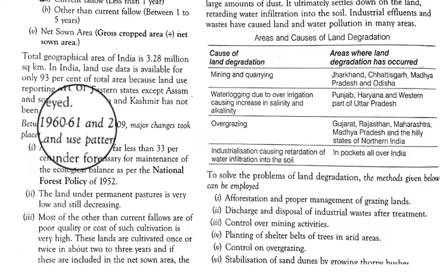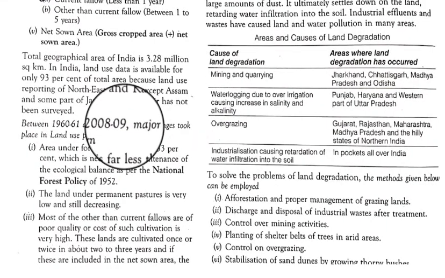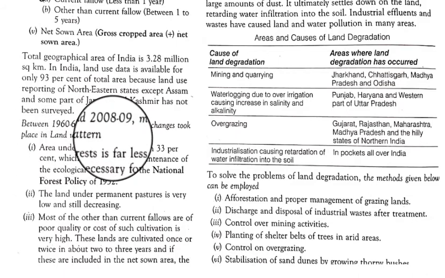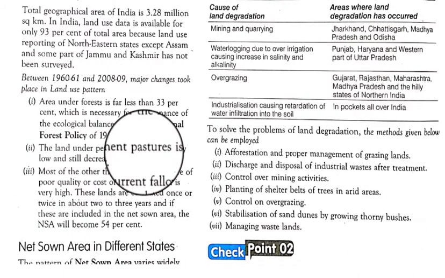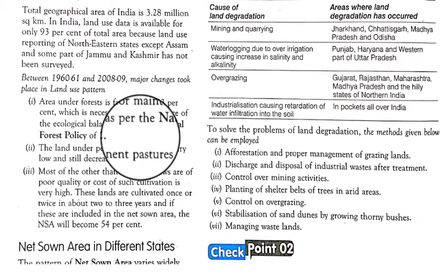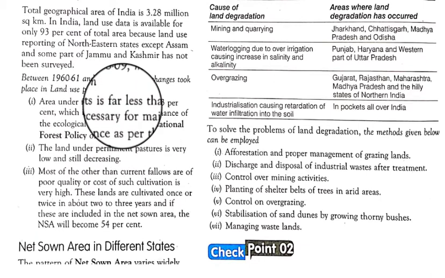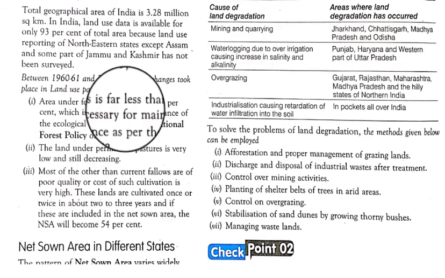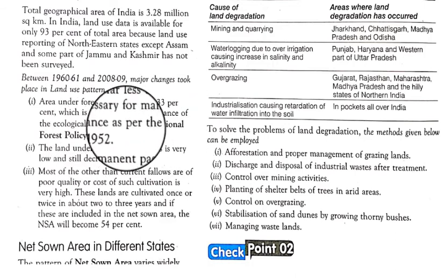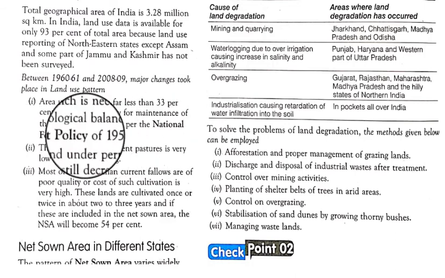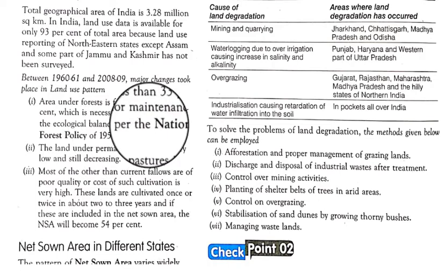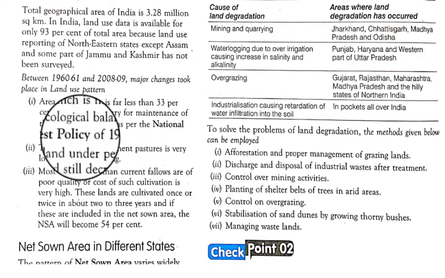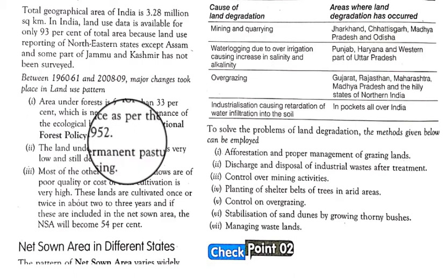Between 1960-61 and 2008-09, major changes took place in the land use pattern. Area under forest is far less than 33%, which is necessary for maintaining ecological balance as per the National Forest Policy of 1952. The policy stated that at least 33% of the area should be under forest, but that has not really happened.